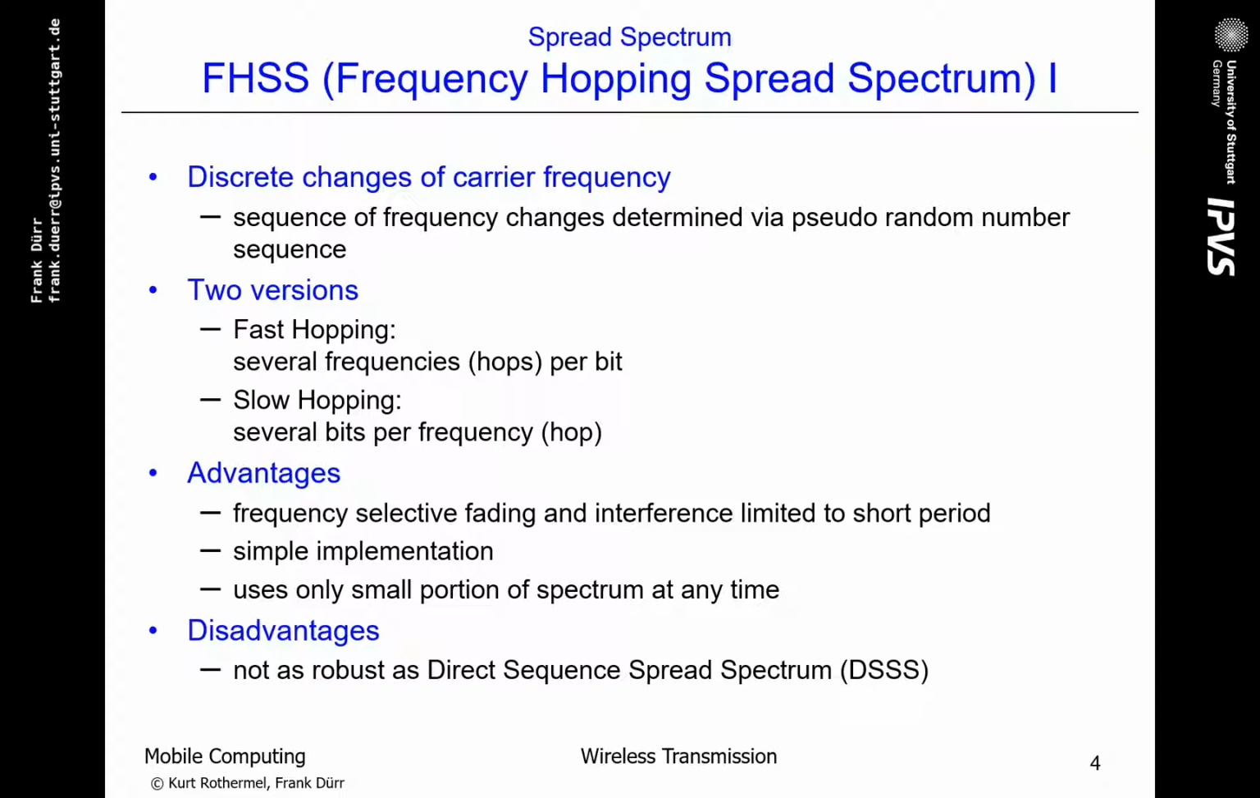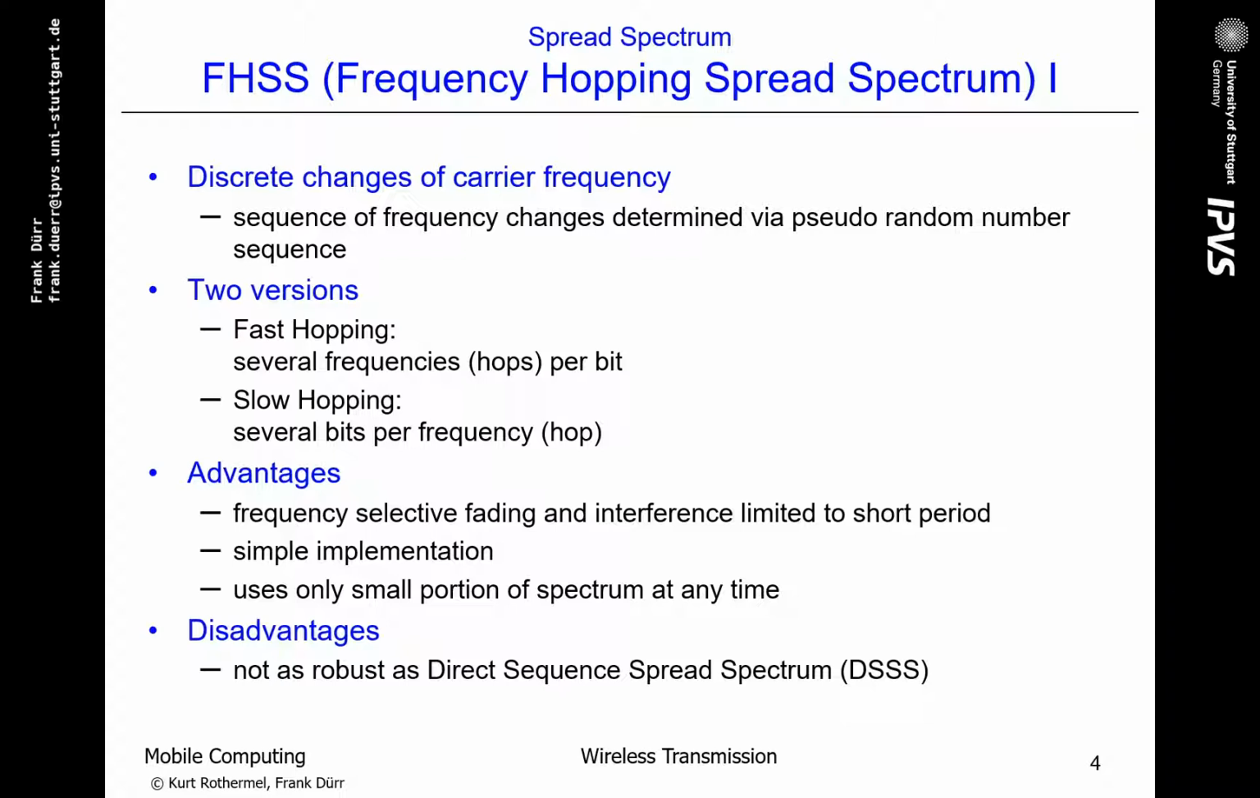Okay? With slow hopping, it's the other way around. You have several bits per frequency. So a sender who uses slow hopping can, for instance, send 2, 3, 5 bits or 2 frames or whatever, while being on one frequency before doing a hop to another frequency, to another channel. Okay, so this would be slow hopping. And we'll see later on what's, for instance, used then by Bluetooth.